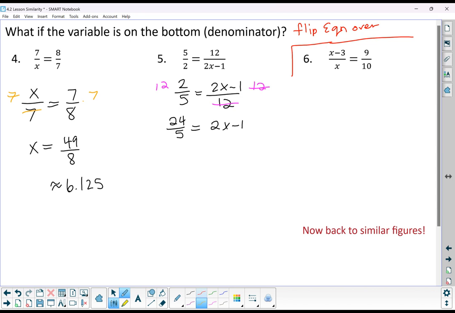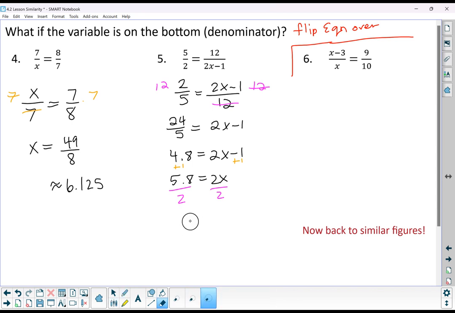And I'm going to go ahead and go into decimals for this one just for funsies. We've got 4.8 is equal to 2x minus 1. So we add 1 to get 5.8 is equal to 2x. And again, I just added 1 to both sides of my equation. And then finally, I just need to divide by 2. So that leaves us with 2.9 is equal to x.